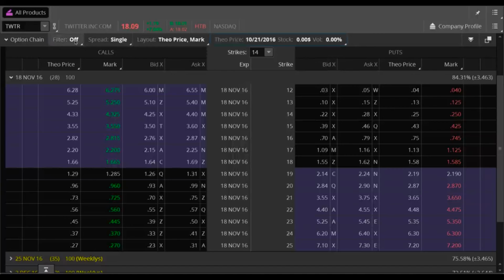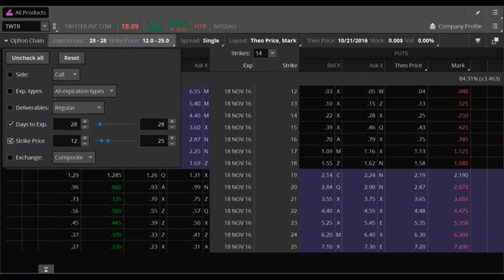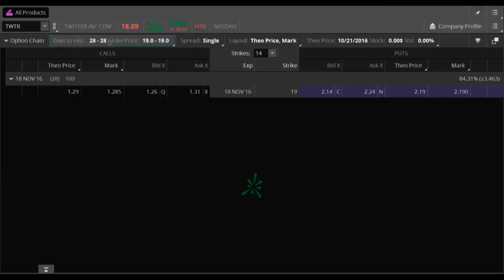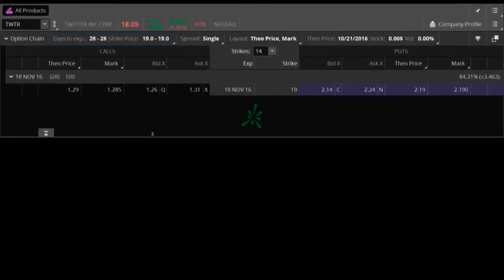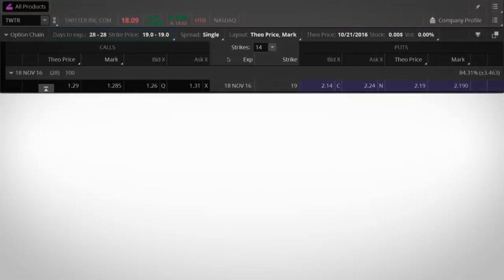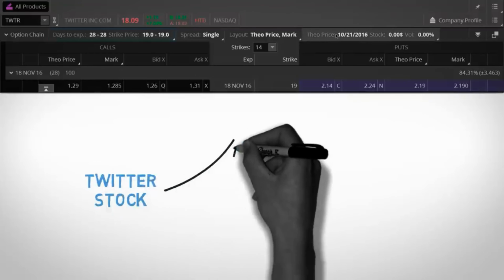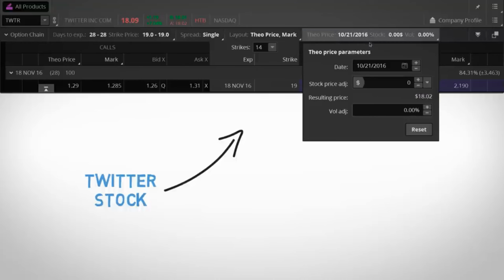And actually, let's make this a little easier to see. We're going to set this up to only display one option strike. And all right, so we have the 19 strike option showing. Now, let's say we want to make a bet that Twitter stock is going to go much higher over the next 28 days. We could do this by buying a call option.